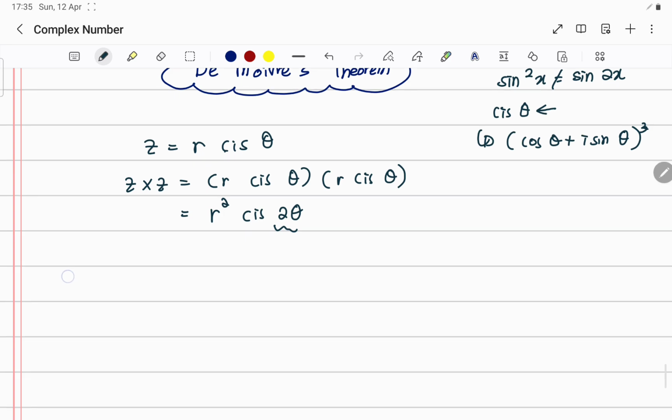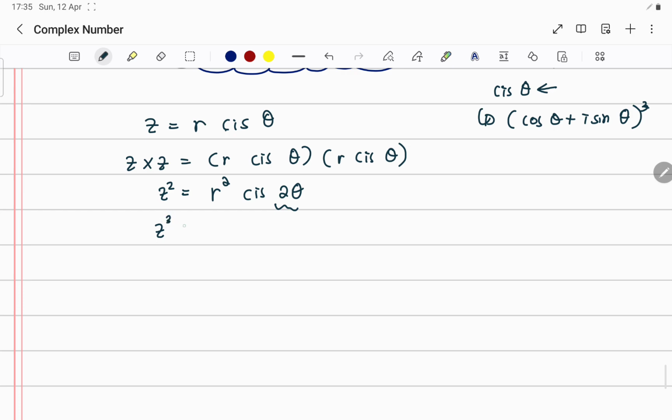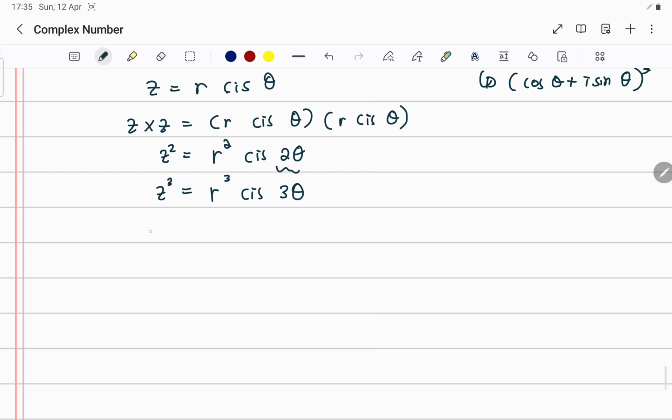So from this you get z squared is equal to r squared cis 2 theta. Now if you have z to the power of 3, it is also the same, r to the power of 3 cis 3 theta. So from this we can assume that z to the power of n is r to the power of n cis n theta.